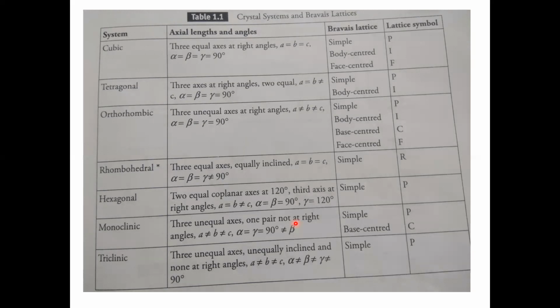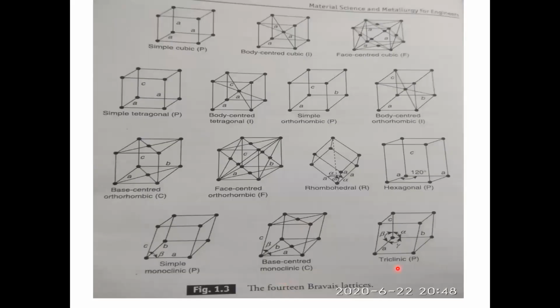And the last crystal system is triclinic. In triclinic, all are unequal. A is not equal to B, not equal to C. Alpha, beta, gamma are not equal to 90 degrees. It has only one Bravais lattice, that is simple triclinic. So this is a triclinic structure.